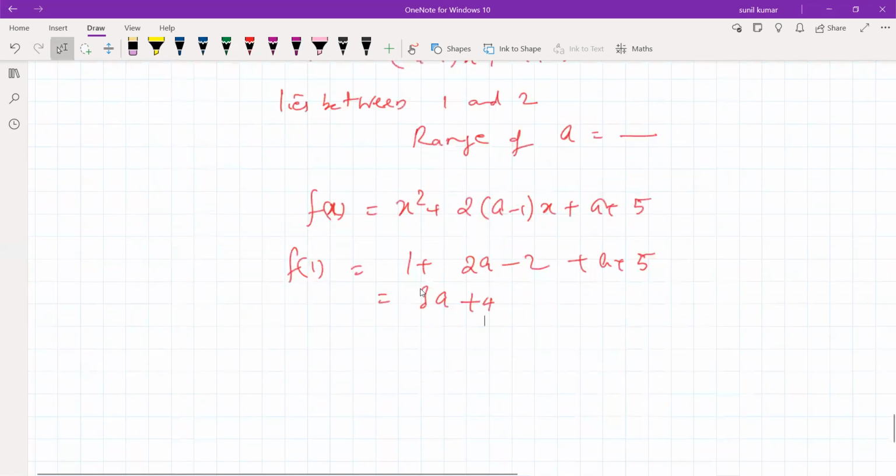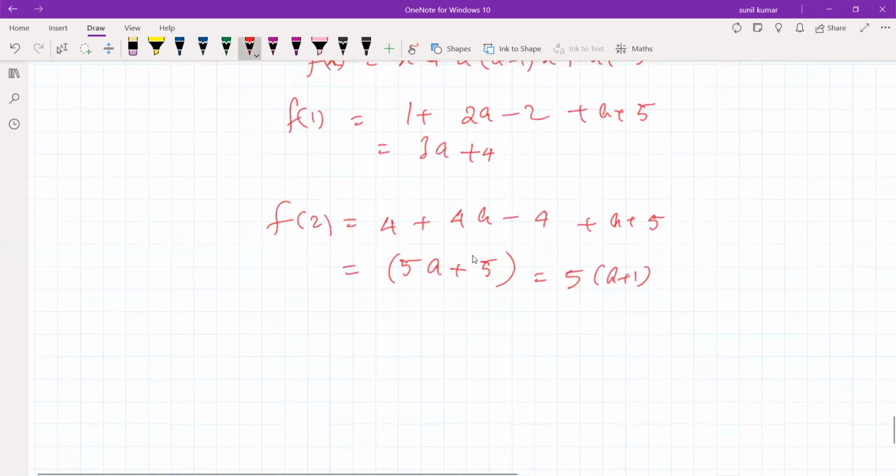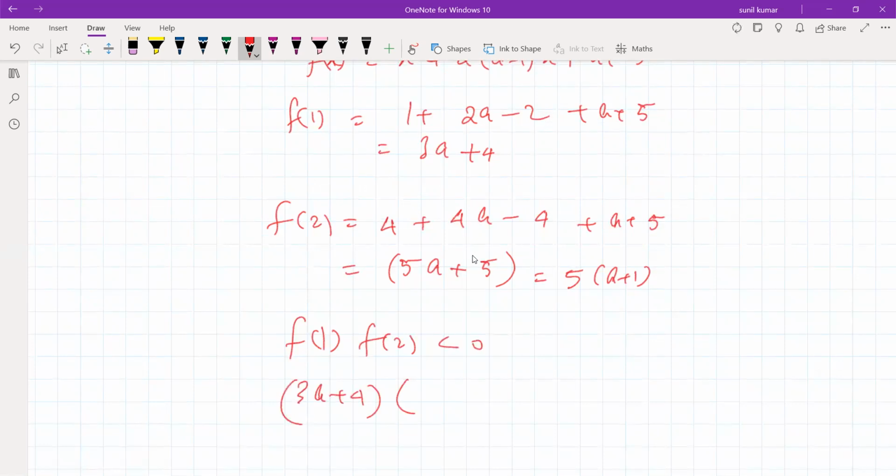Similarly, f(2) also. The f(2) is coming out to be 4 plus, x equal to 2, so 4a minus 4 plus a plus 5. So this is coming out to be 5a plus 5 only, or 5 times (a plus 1). The root lies between 1 and 2 means f(1) into f(2) is negative. That means (3a plus 4) into 5 into (a plus 1) is negative.